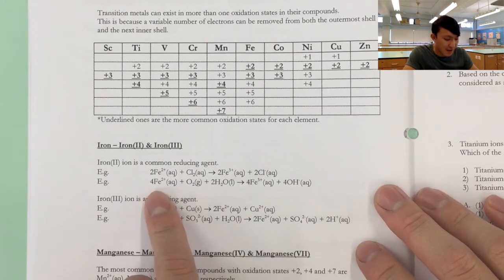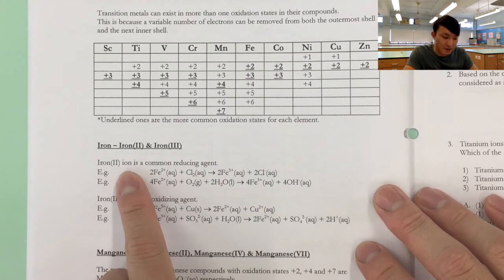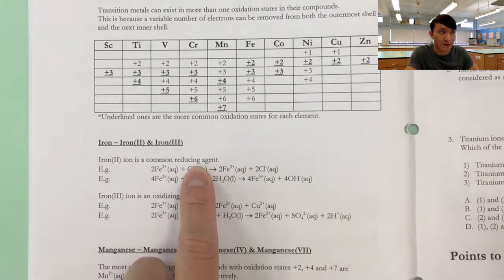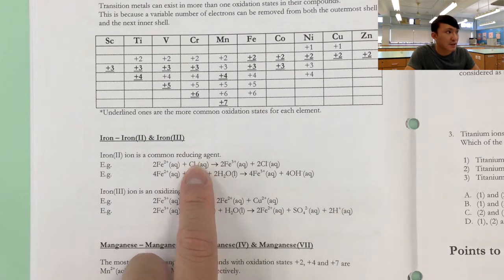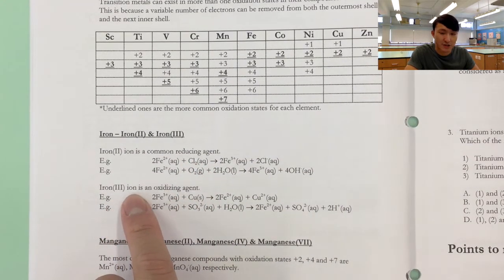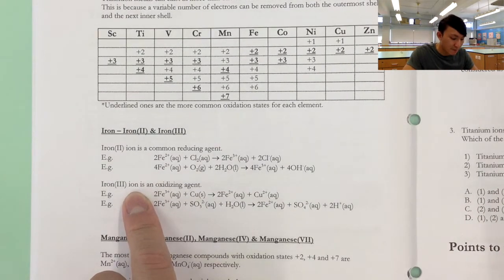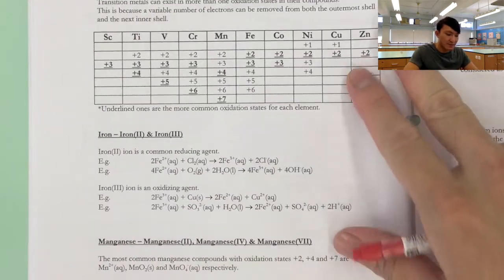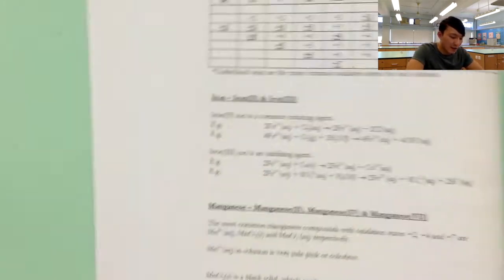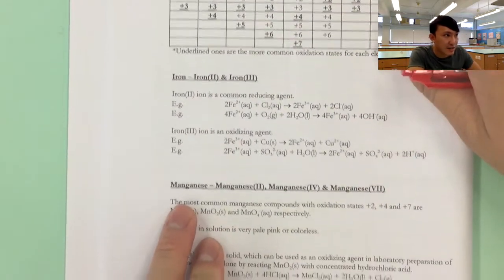So iron 2 ion is a very common reducing agent. You learn it in the topic of redox process. And iron 3 is an oxidizing agent, despite this is not a very common or very strong oxidizing agent, but it can act as an oxidizing agent. Okay? Now, manganese. I think you need to spend a little bit more attention to manganese.